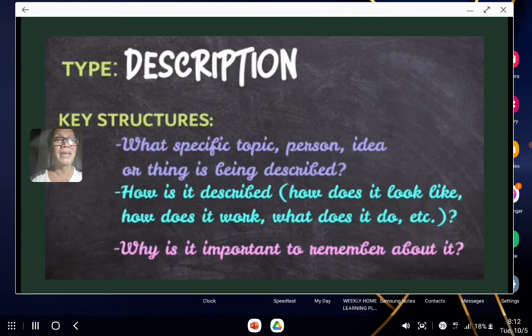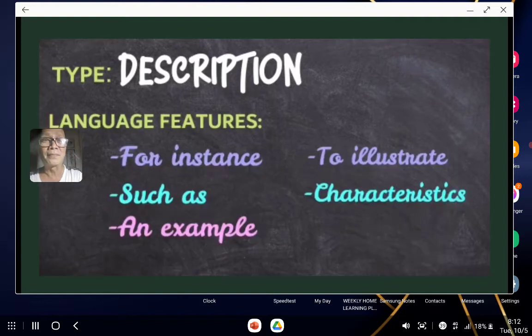Also, the key structures are: what specific topic, person, idea, or thing is being described, and how it is described. How does it look, how does it work, what does it do, etc. Why is it important to remember about it? The language features also have these words: for instance, to illustrate, such as, the characteristics, and also an example.